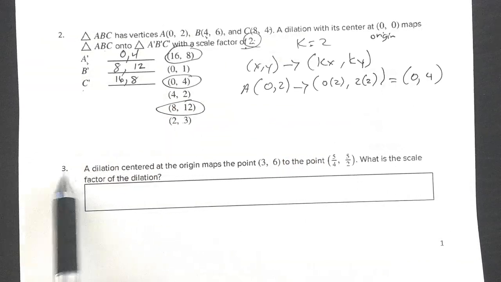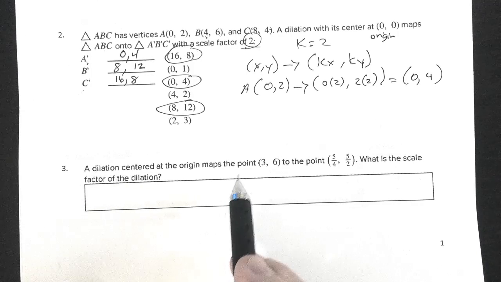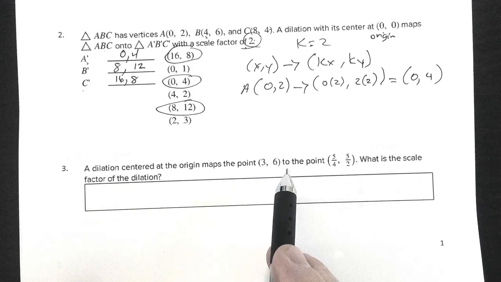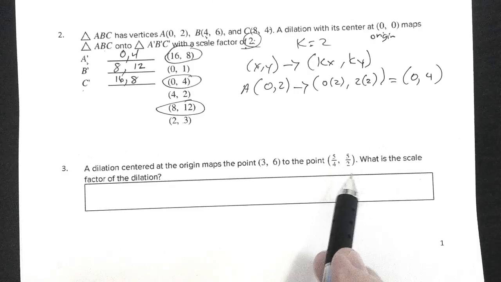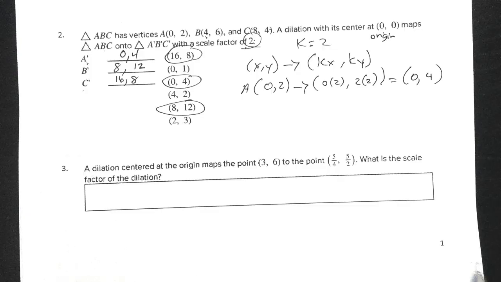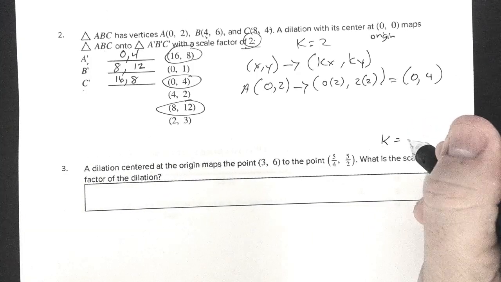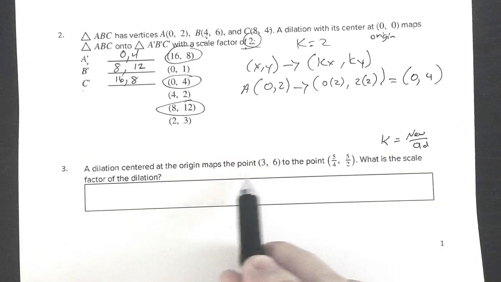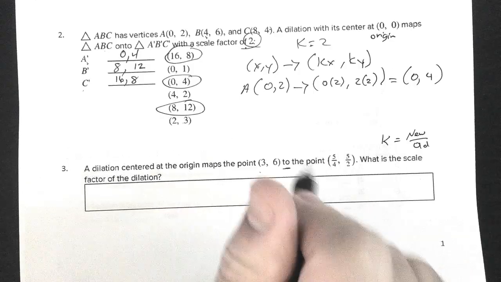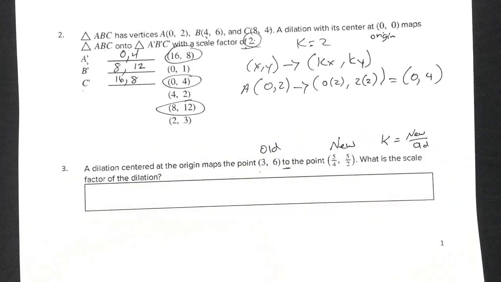Okay, number 3. A dilation centered at the origin maps point 3, 6 to point 5/4, 5/2. What is the scale factor? Scale factor, or K, is new over old. So we're going here to here. This is your old, this is your new, and we'll divide the X, we'll divide the Y.